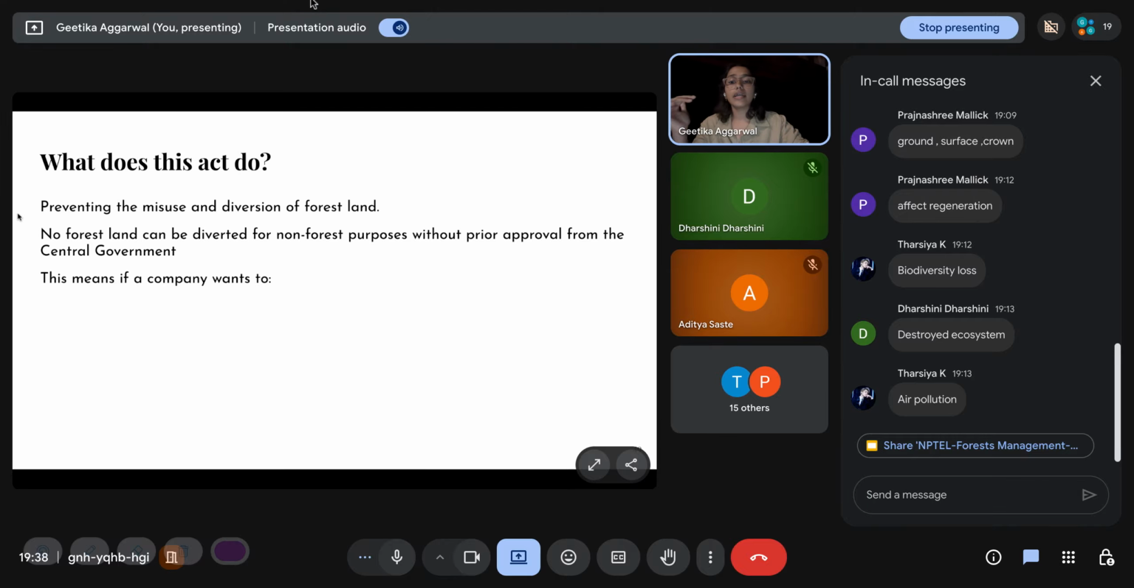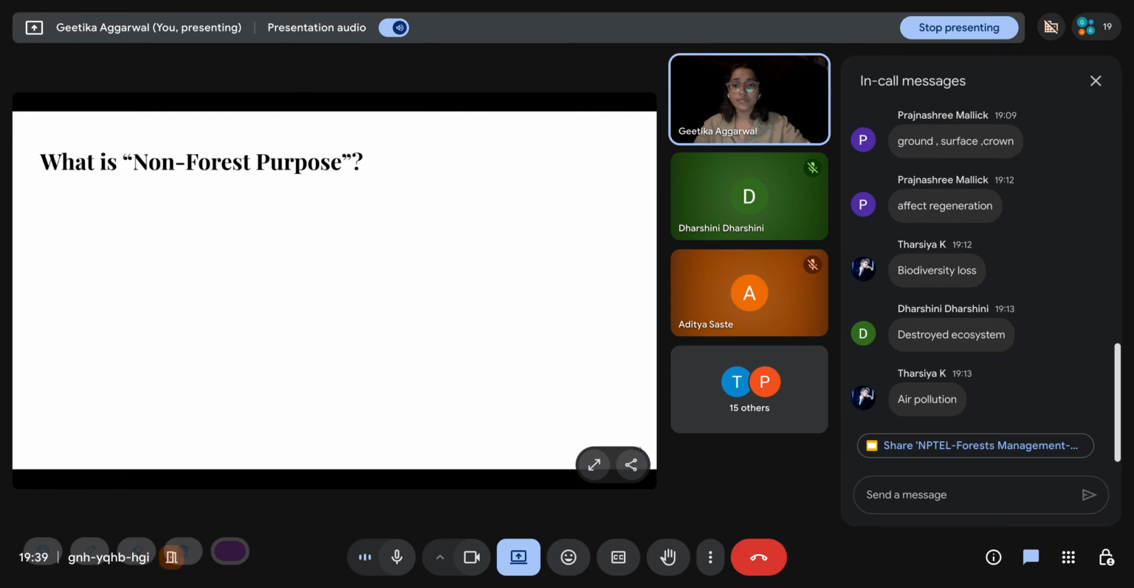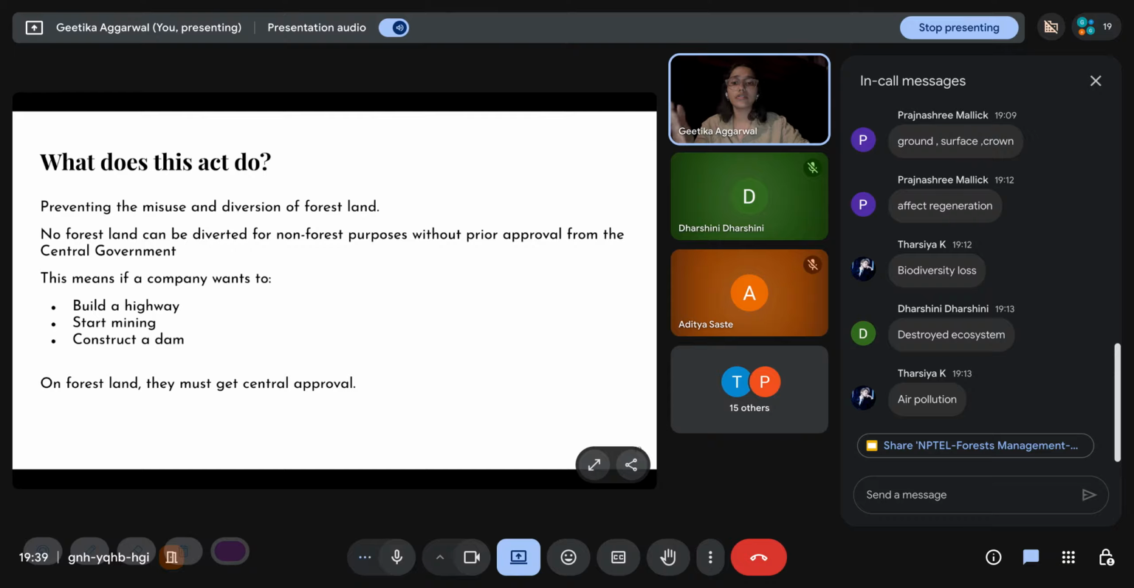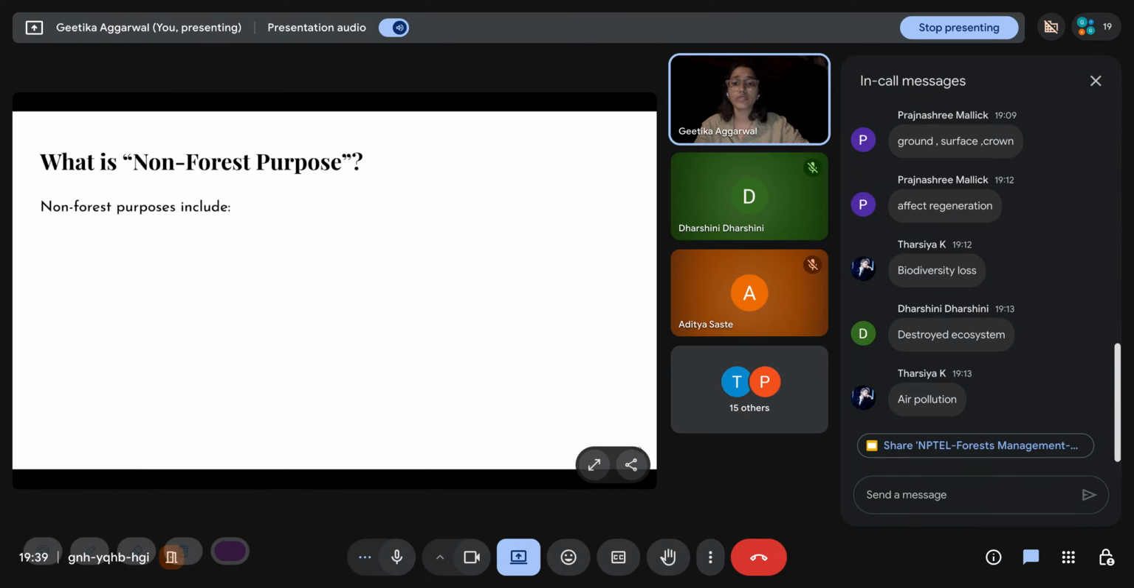Okay. And if a company wants to build a highway, start mining, construct a dam, they must get approved by the central government. Okay. So this is what this act does. And what is a non-forest purpose? Like we are saying that forest land cannot be diverted for a non-forest purpose. What comes under non-forest purpose? Basically, agriculture, industry, mining, infrastructure projects, all of this comes under non-forest purposes.